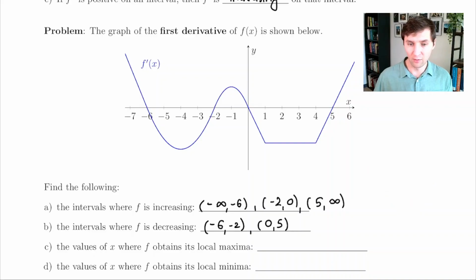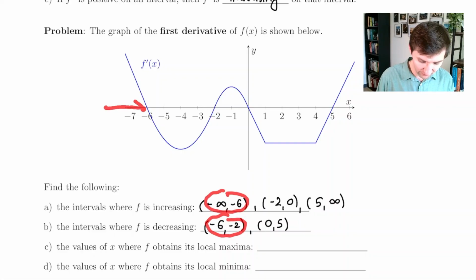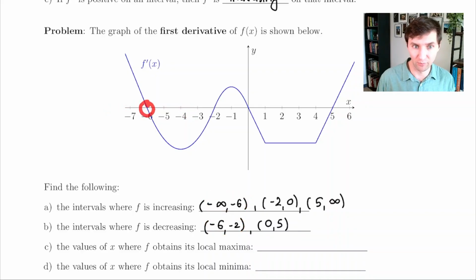Do we know places where the function goes from increasing to decreasing, the original function that we don't see? I believe we said that at first the function was increasing and then it was decreasing, which means up to here the function is increasing and after that it is decreasing. This means that negative 6 gives you a maximum. That is the place where the function goes from increasing to decreasing.